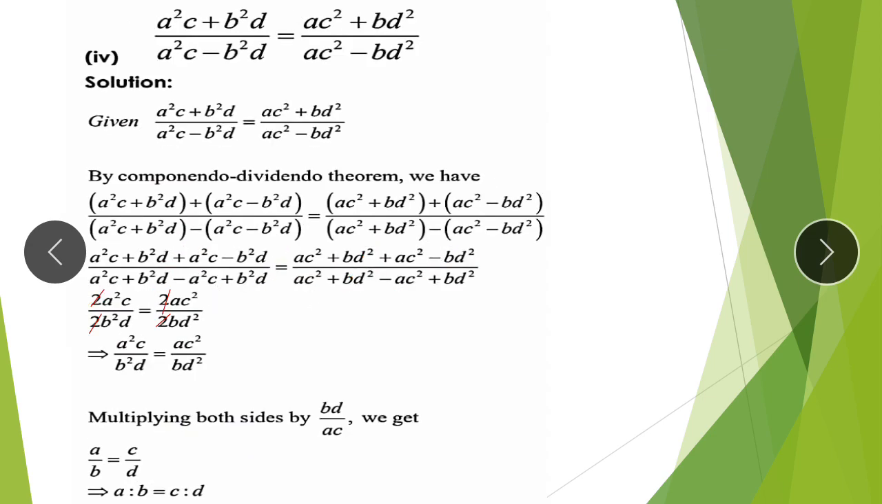Next is the fourth part. Here again we can apply the componendo and dividendo theorem. So we can see here again an addition sign, again an addition sign, then a subtraction sign, again a subtraction sign. Here we can see 2a square c and a square c, when added, we will get 2a square c as a result, and bd, this term can be cancelled.